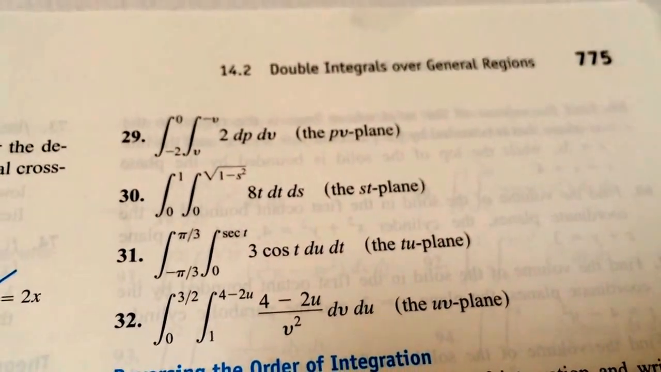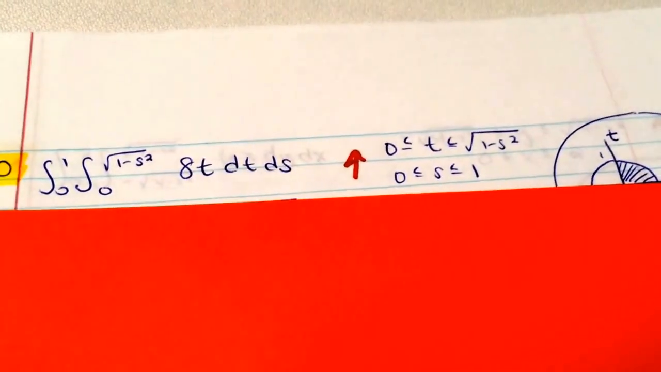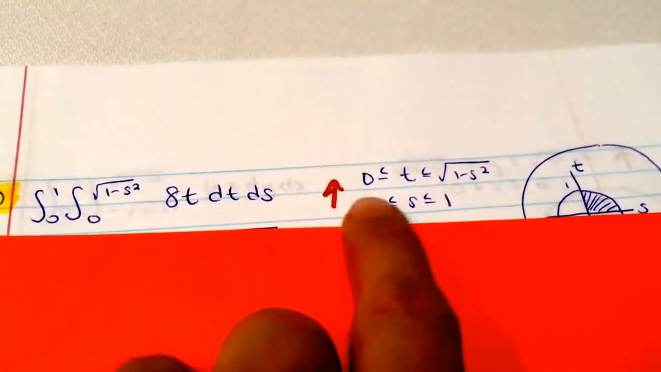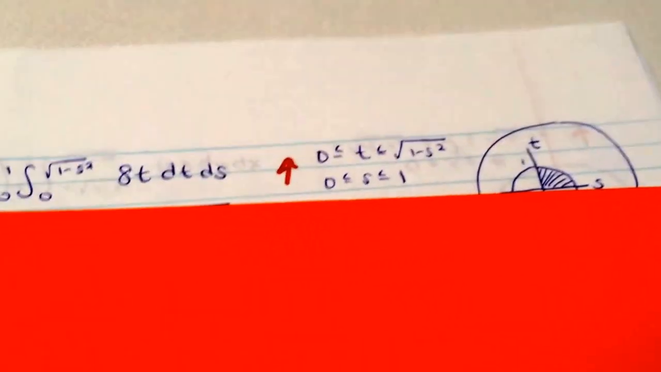We are going to do number 30. So this is the problem. Notice you have the ST plane, so instead of XY, it's ST. They've already got it for you. The t's are between this and the s's are between this, and so this is going vertically, because the t is like the y and the s is like the x. They're alphabetical.